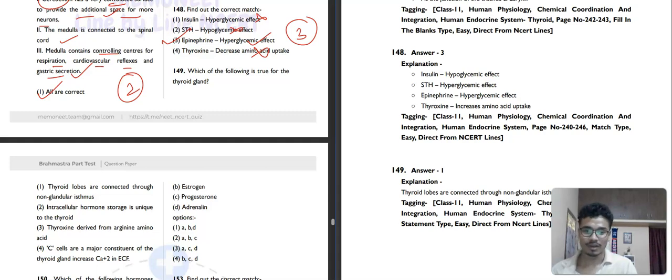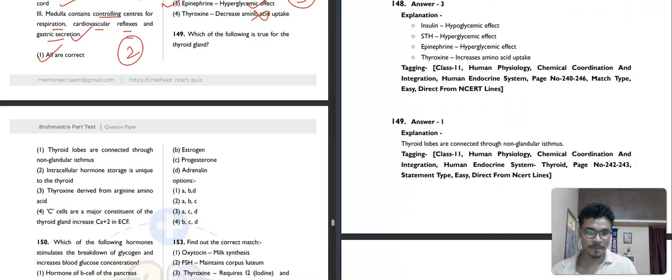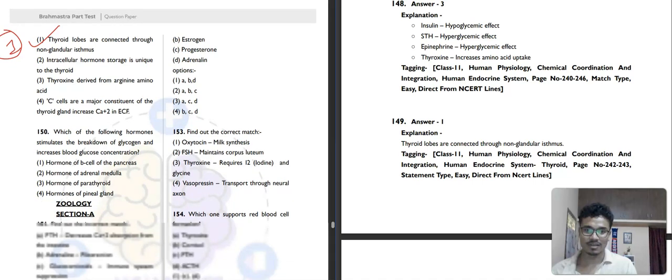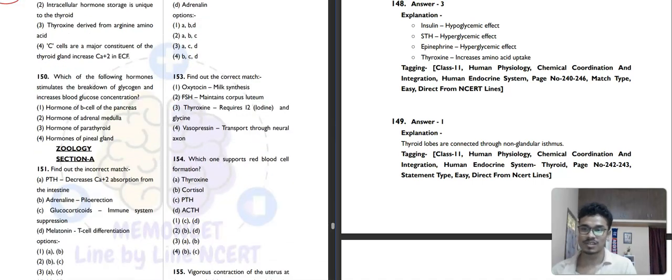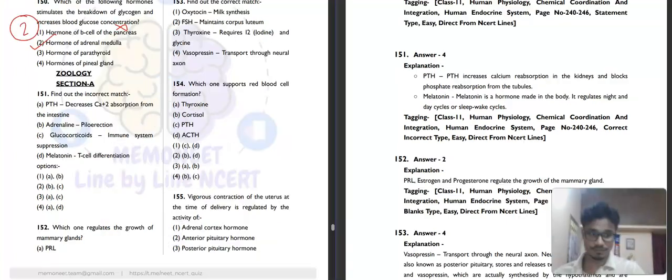Question number 149. Which of the following is true for the thyroid gland? Okay. First option, thyroid lobes are connected through non-glandular isthmus. Correct one. This is the correct option. First option will be our correct answer. Then question number 150. Which of the following hormones stimulate the breakdown of glycogen and increase the blood glucose concentration? So that is hormone of B cell in the pancreas? No. Hormones of the adrenal medulla? Yes. Hormones of the adrenal medulla stimulate the breakdown of glycogen and increase blood glucose concentration, blood sugar. Okay. Second option is our answer.